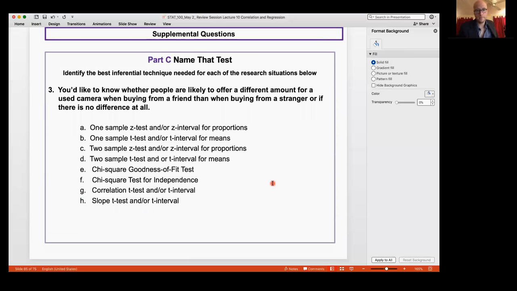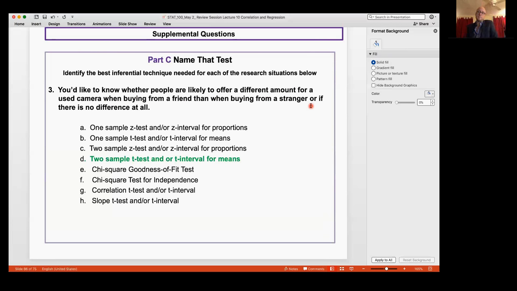I will finish on this one. The last example I'll give is you'd like to know whether or not people are likely to offer a different amount for a used camera when buying from a friend than when buying from a stranger, or if there's no difference at all. What's the answer here? Two sample t-test or t-interval for means, because we have different amounts and we have different categories, buying from a friend or buying from a stranger. And the null hypothesis is that there'd be no difference.